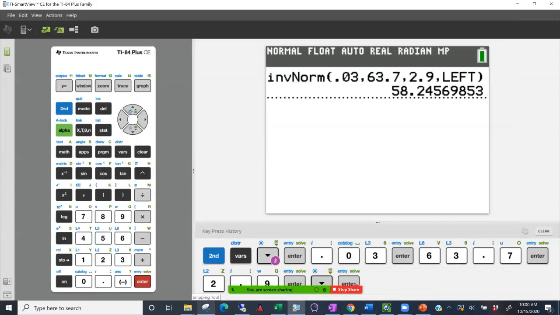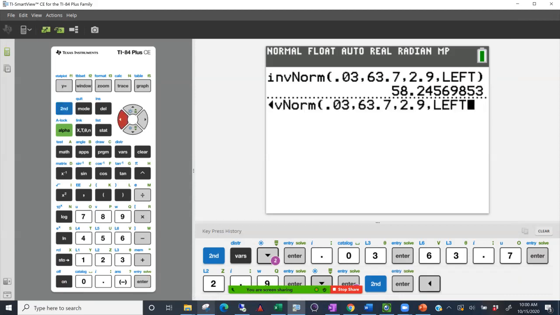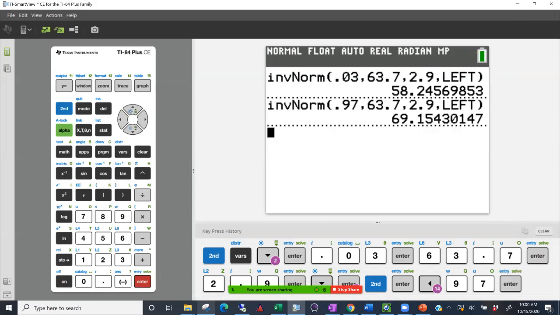So let's see what that is. My shortcut for you on this one is if you hit the second key, then the enter key, it'll pull up your last calculation. Then you just go over here and change the 0.03 to 0.97. So easy enough. About 69.2, we'll call it, whereas the first one gave me about 58.2. Cool. Are you matching those calculations? Yeah. They're working out for you?